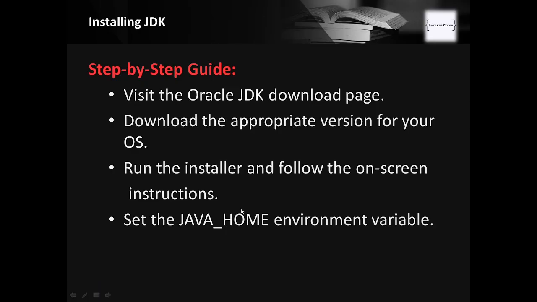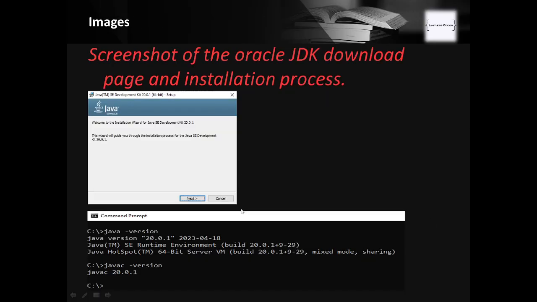Okay, this is the screenshot of the Oracle JDK page and installation process. After installing, you should check through the command prompt by using this command: java space hyphen version. It will show the version of Java.